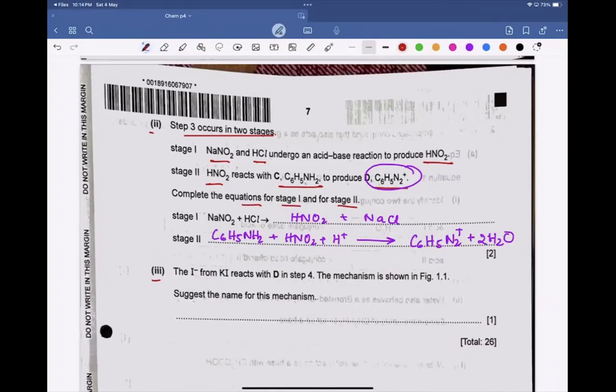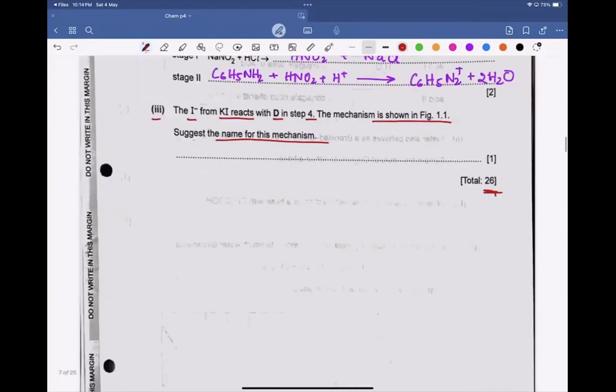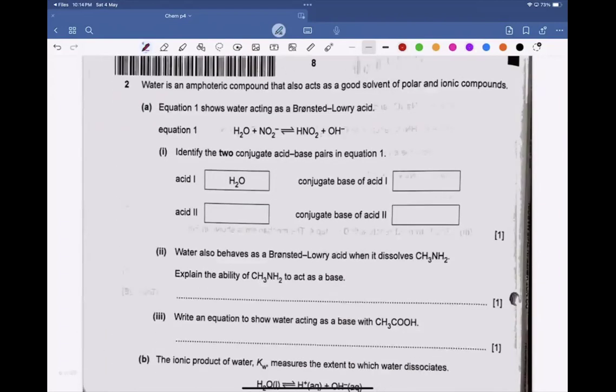Now, third part. See, question number 1, only 2 marks. The iodide from potassium iodide reacts in step 4. The mechanism is shown in figure 1.1. So just the name of the mechanism. So see, we have already decided SN. SN means nucleophilic substitution. So the mechanism would be nucleophilic substitution. Is that clear to all of you? Okay. Now question number 2.